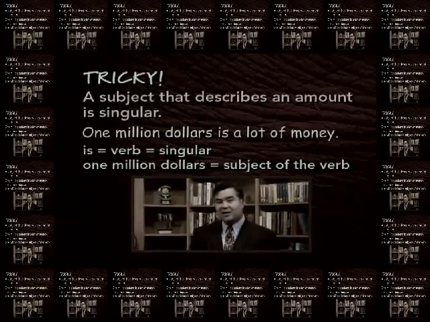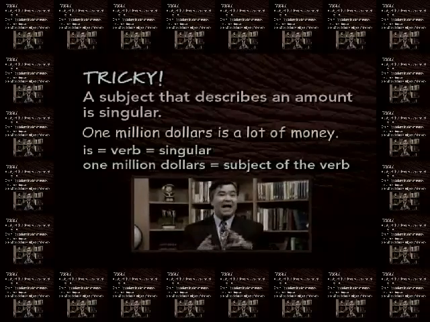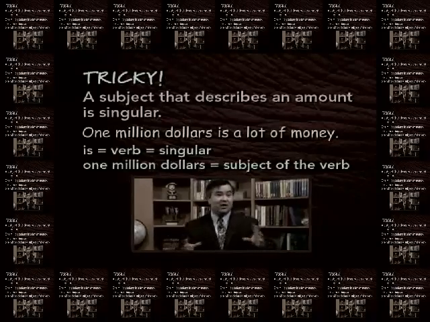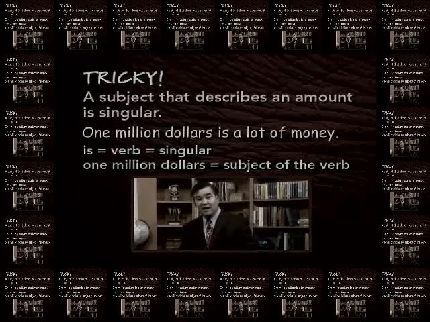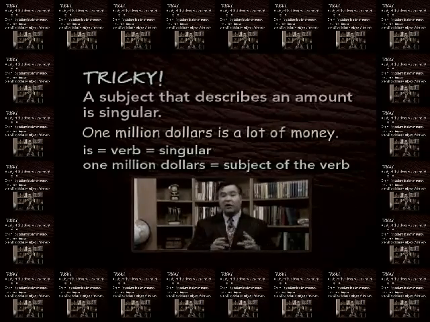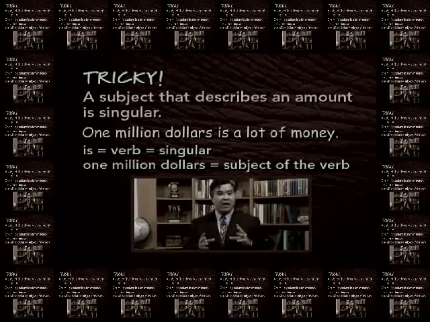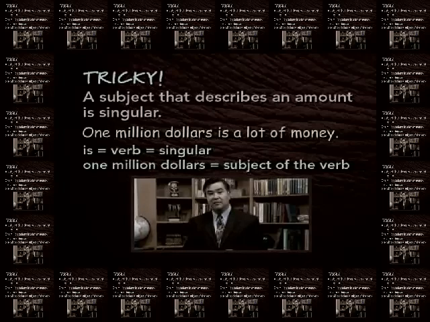But let's think about what the sentence is saying. The sentence is talking about $1 million as an amount, and it's talking about it as one thing. It's saying that this whole pile of money, all added together, is a lot of money. That's why a singular verb is appropriate in this case, because although it's plural in form, the phrase describes an amount, and therefore we treat it as singular.